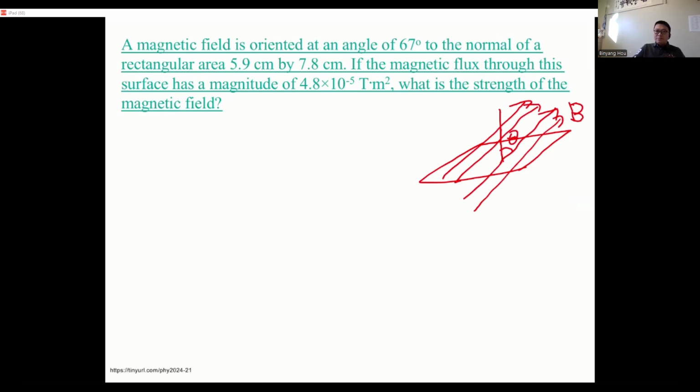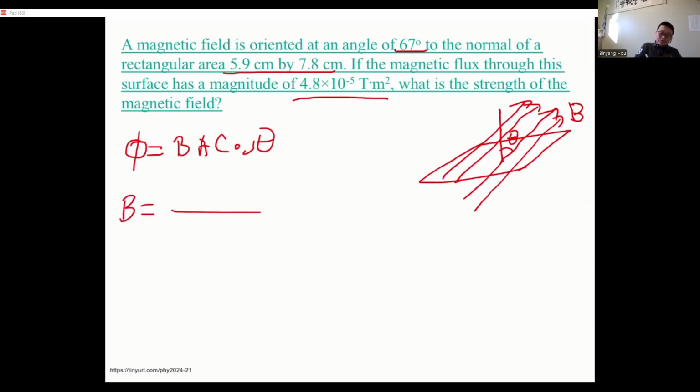This is the same angle as defined in the equation BA cosine theta. It's asking you for the strength of the magnetic field. It tells you the flux, the area, and the angle. So according to the flux equation, flux equals BA cosine theta. We have everything else but the magnetic field that we are looking for, so we can rearrange the equation. B will then equal the given flux divided by the area and the cosine of theta.